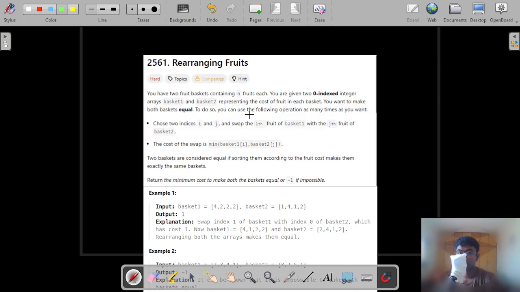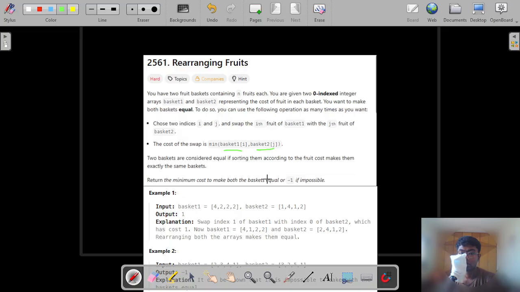To do so, you can use the following operation as many times as you want. Choose indices i and j, and swap the ith fruit from basket1 with the jth fruit in basket2. The cost of the swap is the min of basket1[i] and basket2[j]. Two baskets are considered equal if sorting them according to the fruit cost makes them exactly the same baskets, right? So return the minimum cost to make both baskets equal, or -1 if impossible.